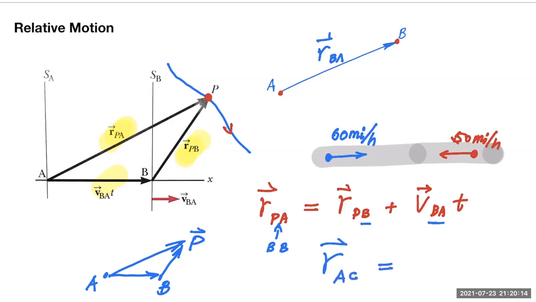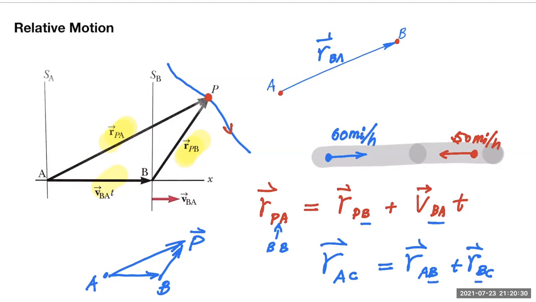So in general, if I don't use the labels in this diagram, I have R of AC is R of AB plus R of BC. See that? I can insert in between A and C a point B, one here, one here. So that's the convention.